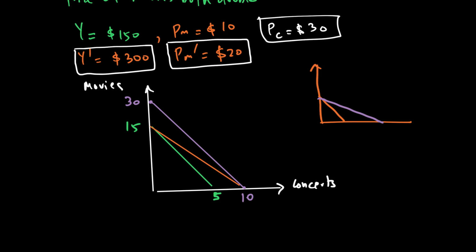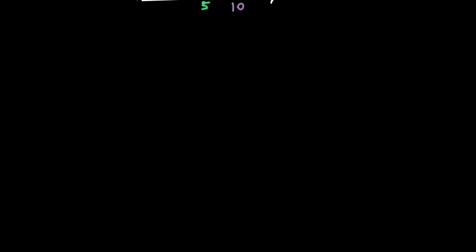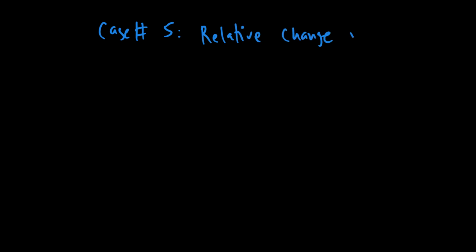The next case we want to talk about is what if both the goods change in price, but not in an equal proportional manner, but in an unequal proportional manner. So for example, let's write case number 5. There is a relative change in prices with income staying constant.